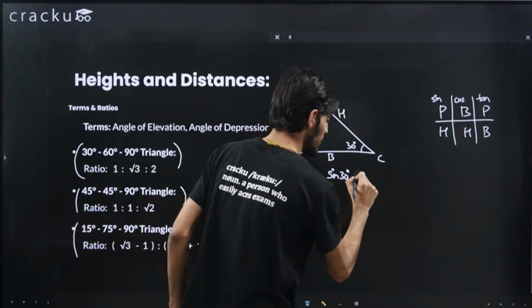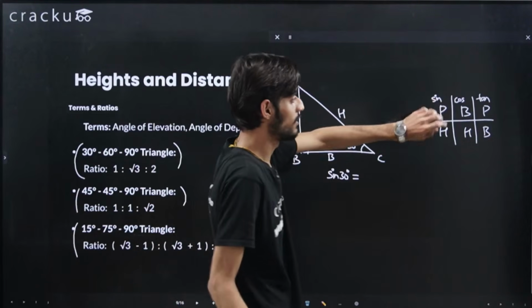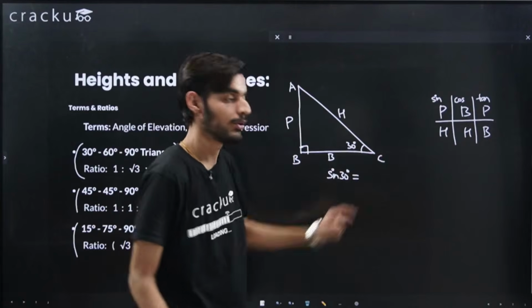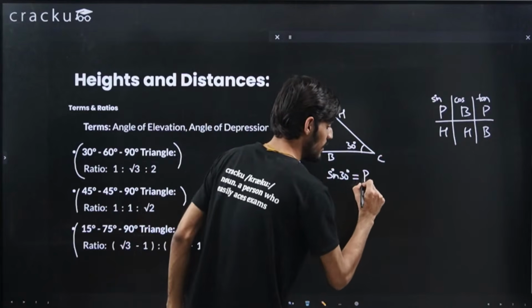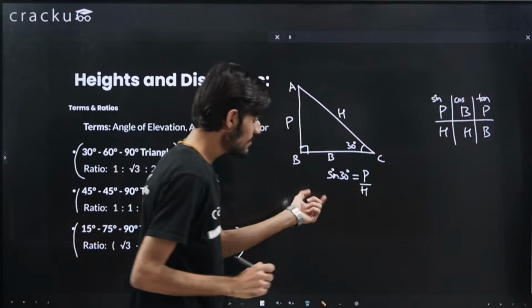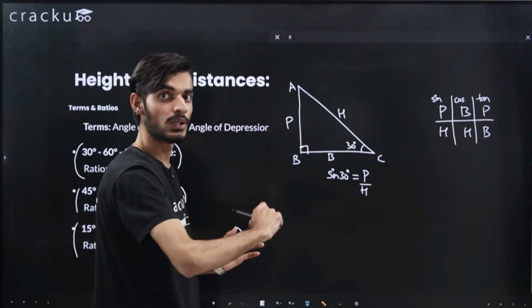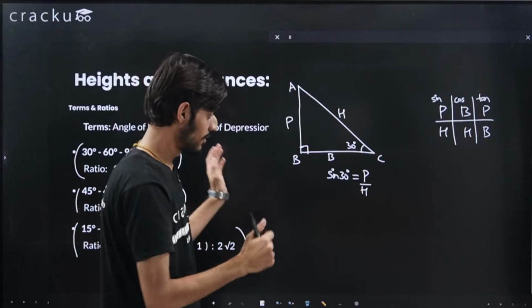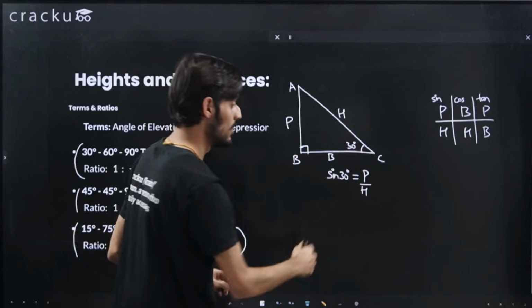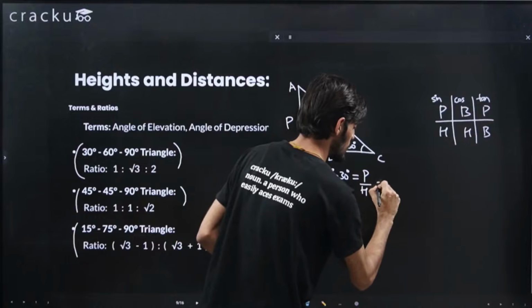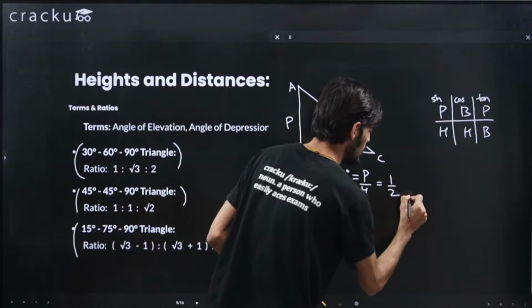Yeah. So sine of 30. We know sine is perpendicular divided by hypotenuse. So this will be perpendicular divided by hypotenuse. And sine 30, like I told you, we need to remember the first row, that sine of 0 is 0, sine of 30 is 1 by 2, and so on. So sine of 30 is 1 by 2. So P by H will be equal to 1 by 2.